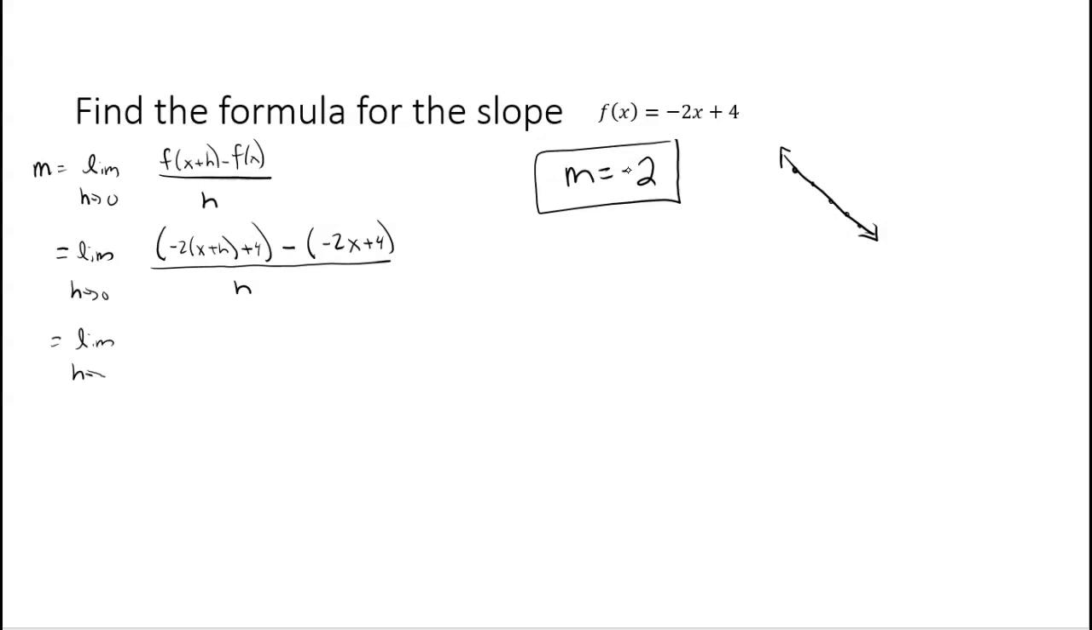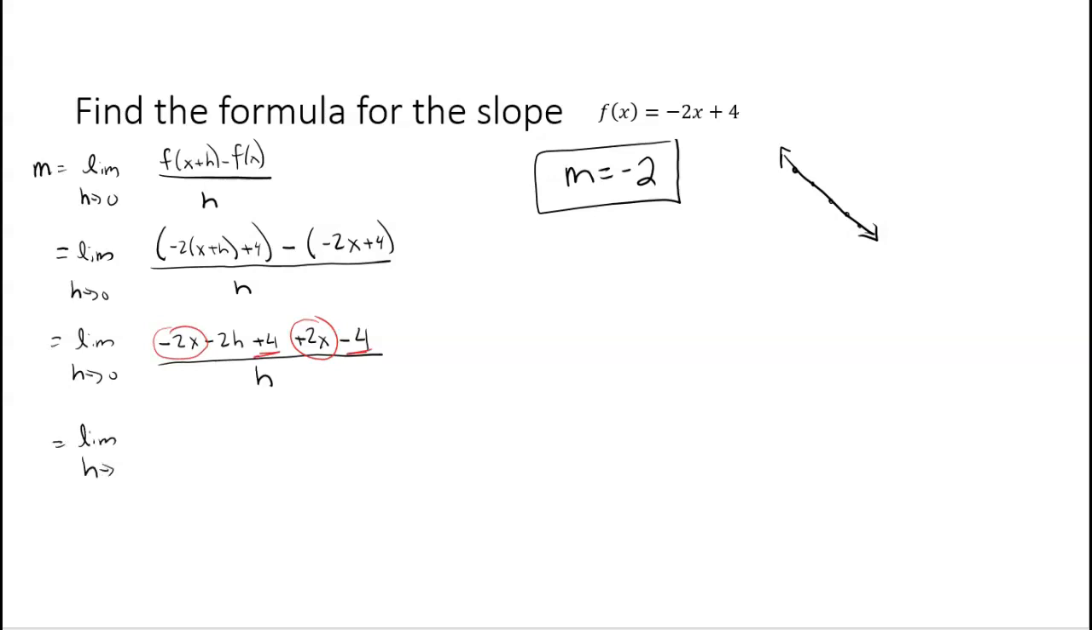So limit as h approaches 0. This will be negative 2x minus 2h, and then just plus 4. So don't distribute the negative, or sorry, negative 2 to the 4. Negative negative will turn positive, so 2x, and this will give you negative 4, all over h. Notice, positive 2x, negative 2x. Those are going to cancel. Positive 4, negative 4. Those will also cancel.